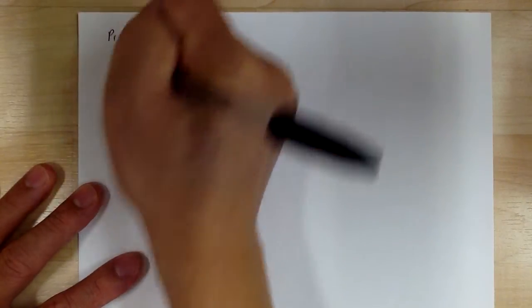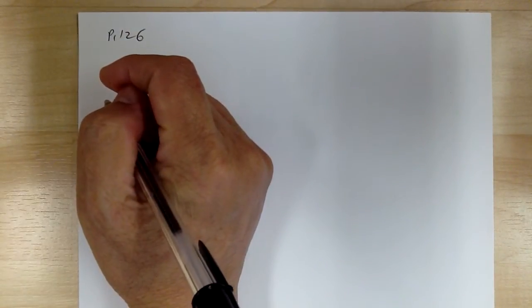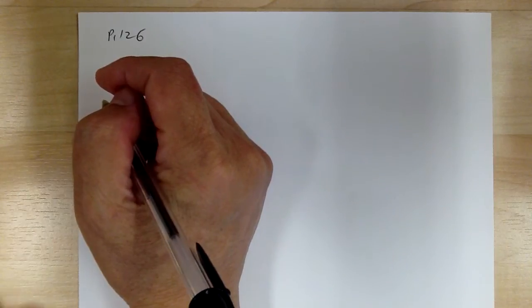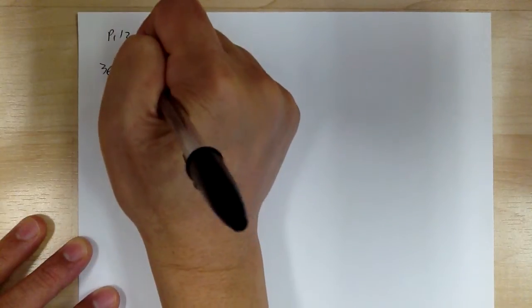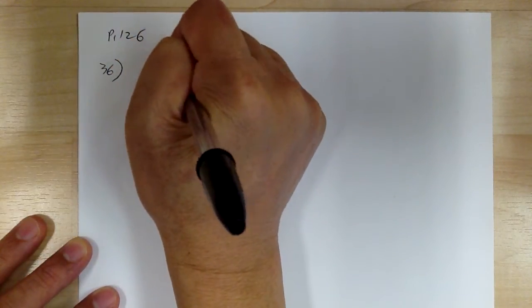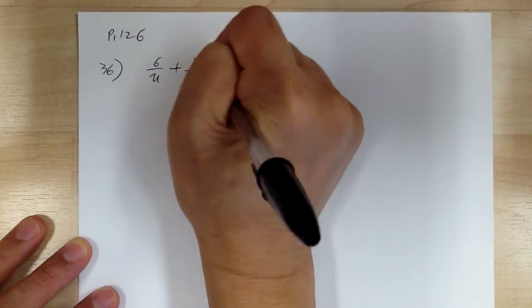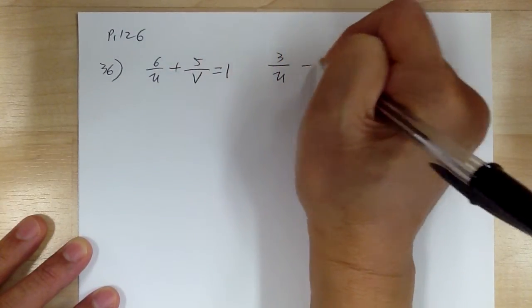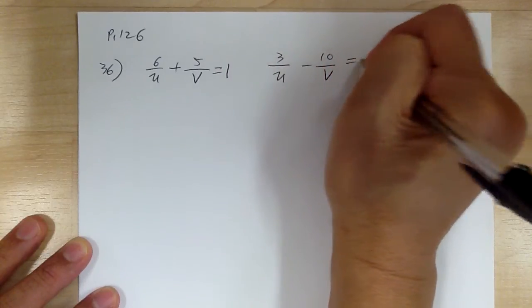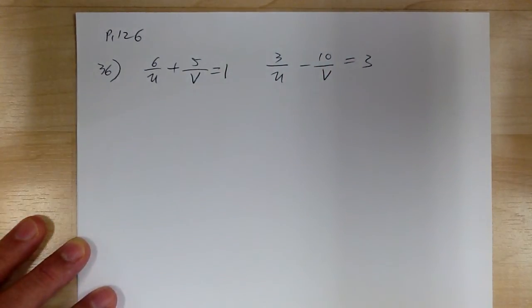Now there's another type of problem we need to go over. Okay, so let's go to page 126, and let's do number 36. So you've got 6 over u plus 5 over v equal to 1, and 3 over u minus 10 over v equal to 3. These are called reciprocal equations.